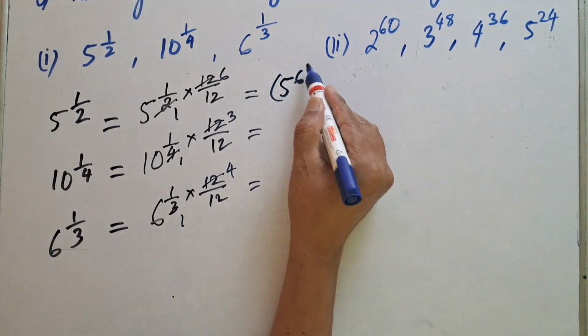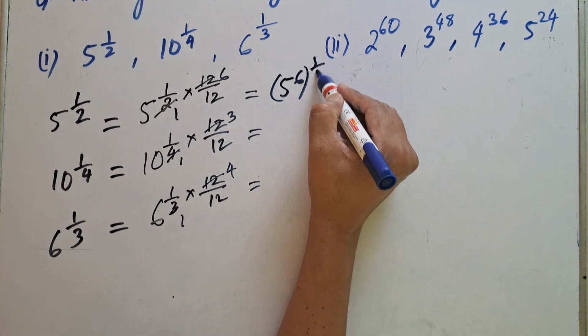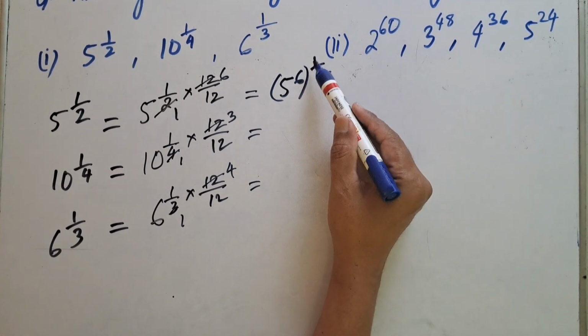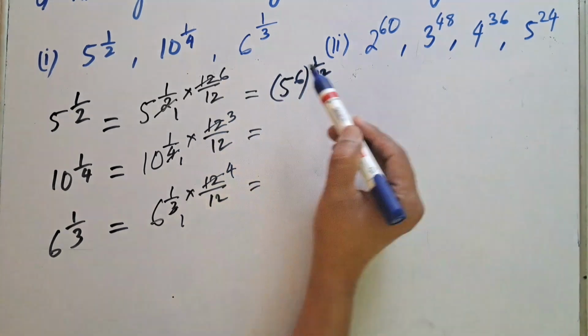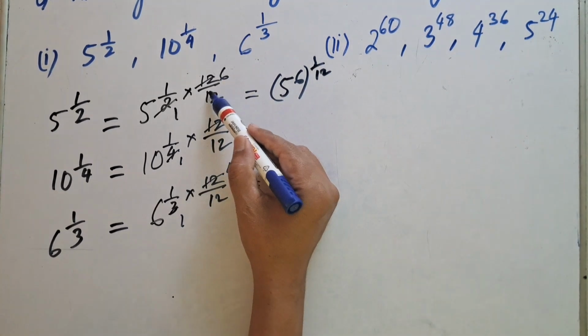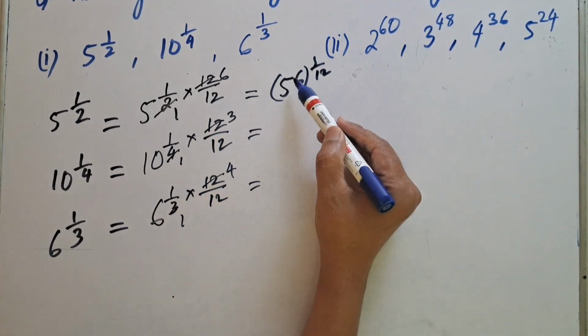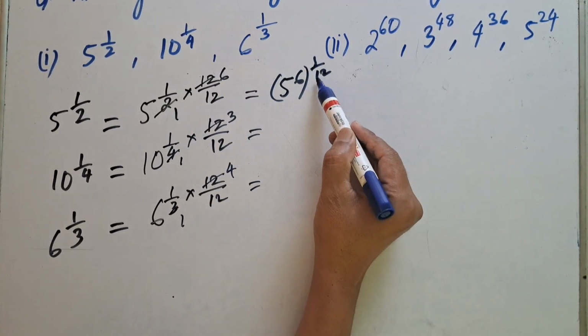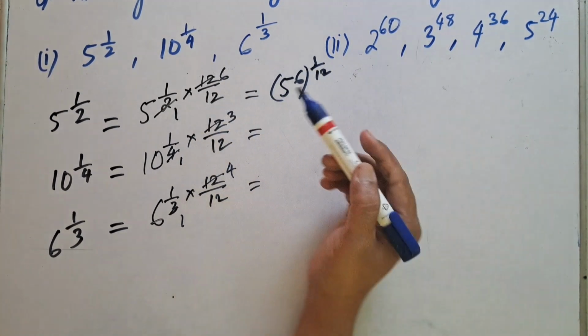5 to the power 6, whole to the power 1 upon 12. This means 6 into 1 is 6, and 12 is in the denominator. So 12 will remain in the denominator.